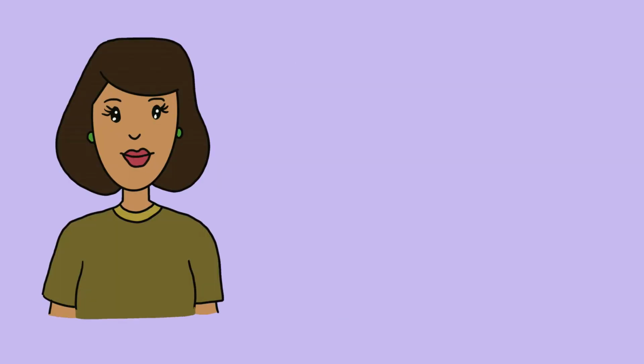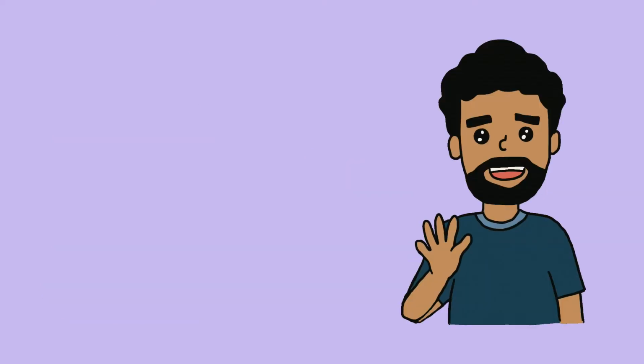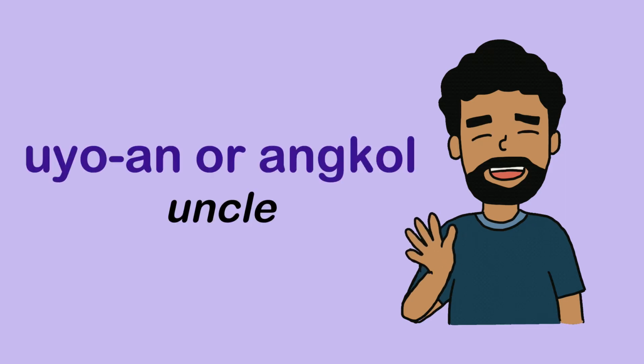Moving on from there, we have aunt, and this has two words you can use. They are iyaan or simply auntie. The word for uncle also has two words, and they are uyuan or uncle.